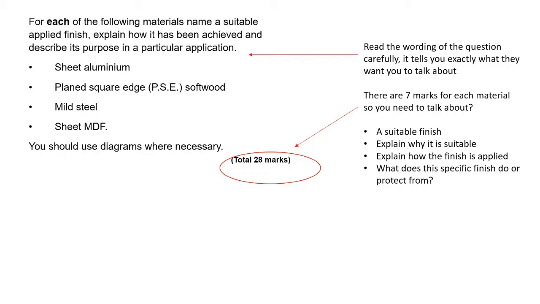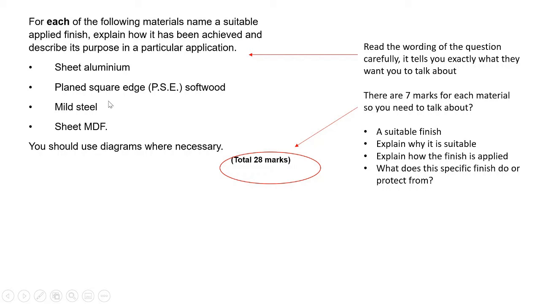So you've got sheet aluminium, plain square red softwood, mild steel, and a sheet of MDF. Just to break it down, make sure you read the wording of the question carefully because it's telling you exactly what it wants to talk about. So there are four materials there, and 28 marks in total.